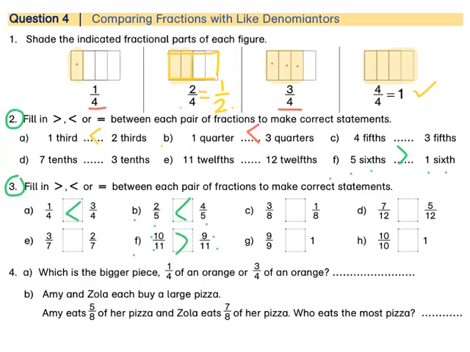Now that you have done 3, I'm going to write in the answers for you. For G, we have 9/9 and 1 whole. These two are equal. And H, these two are also equal. Press pause to complete all of 4 now.